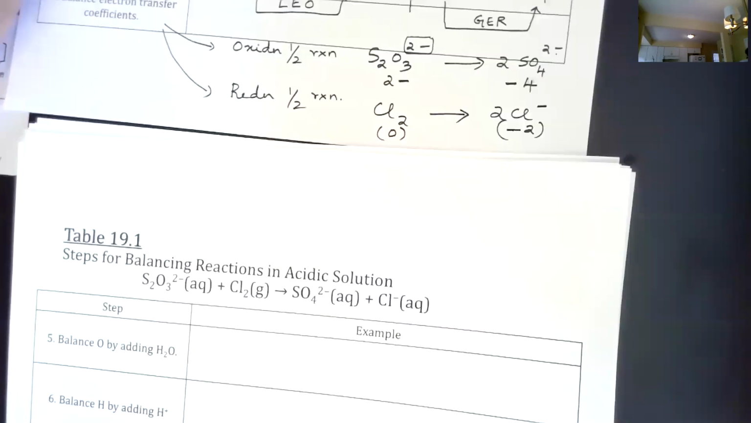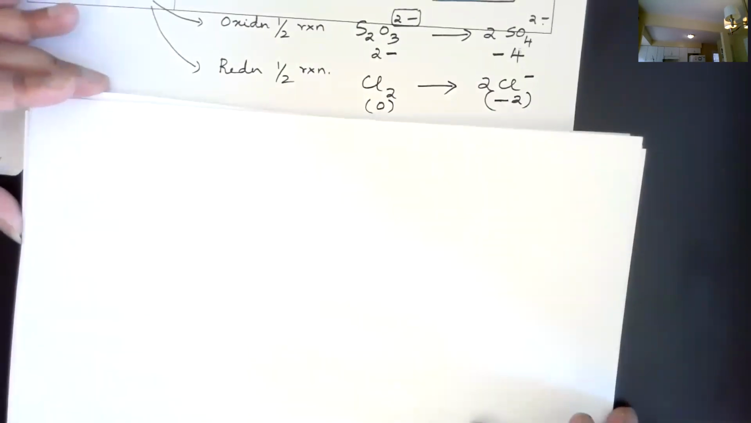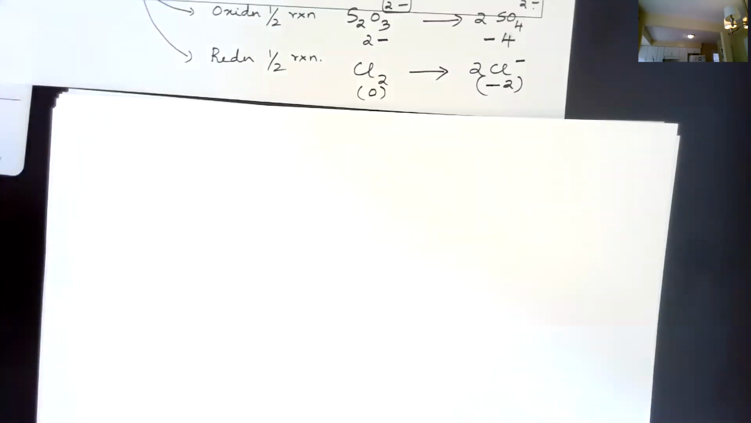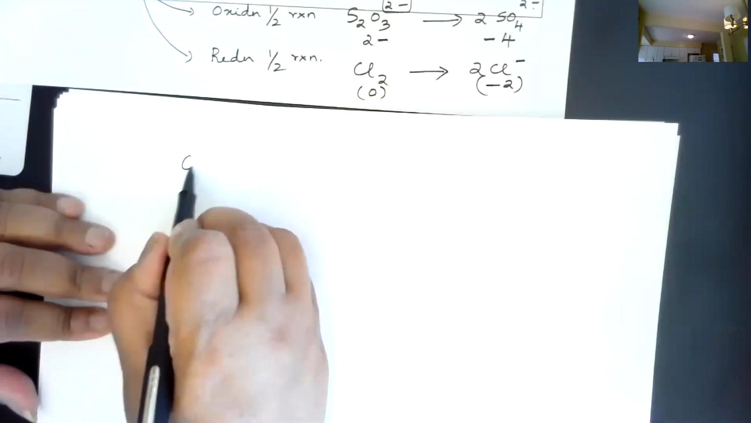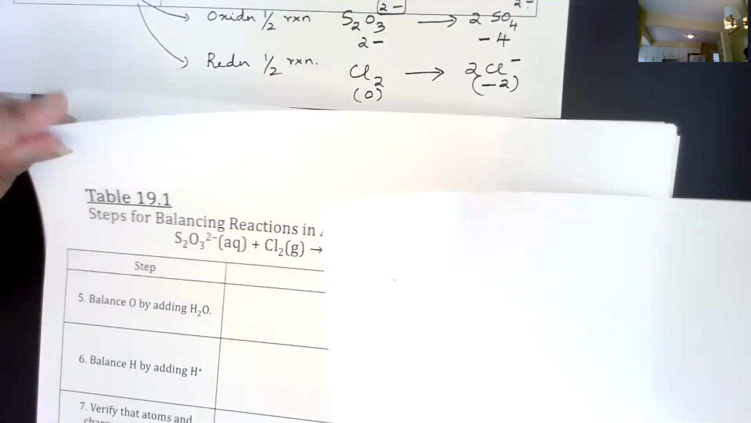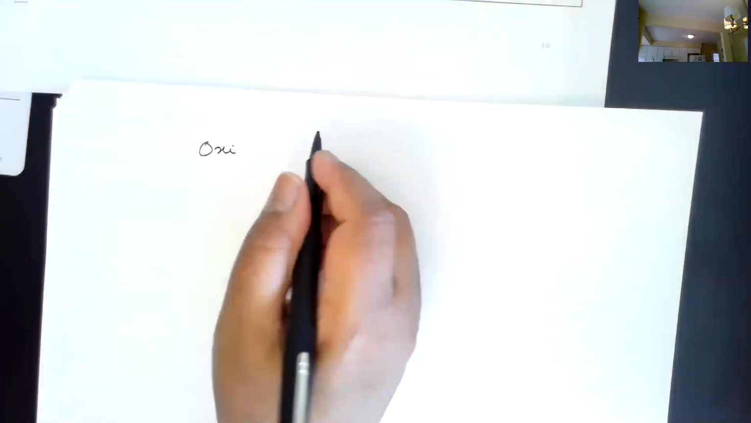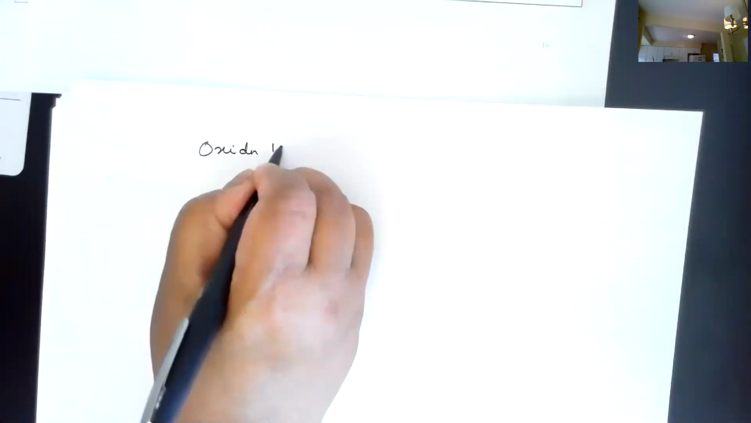Okay, now let's look on the next page. I think I'm missing a step here. Let's look at it. Now let's look at the oxidation half, and go to the next page. Balance oxygen by adding water. Okay, so let's look at the oxidation half reaction.